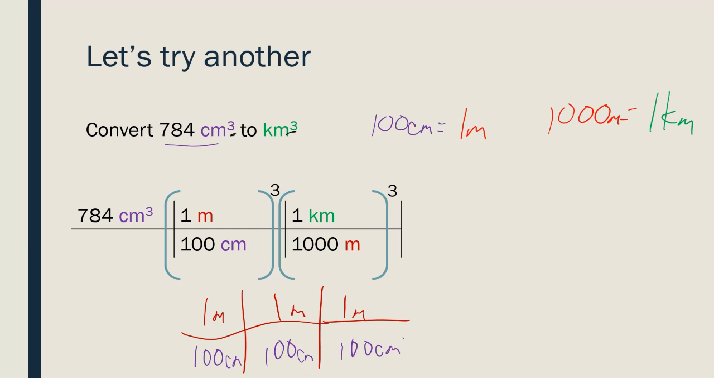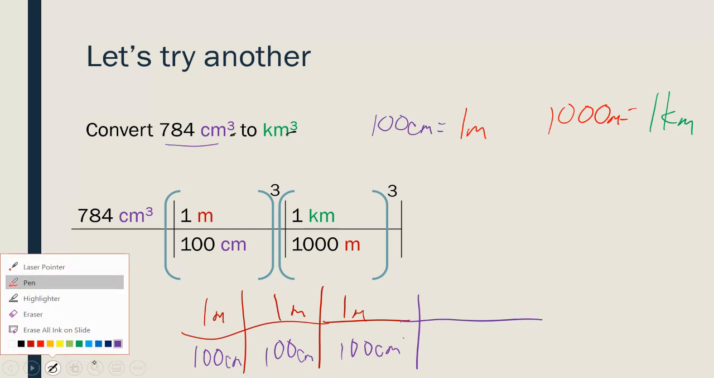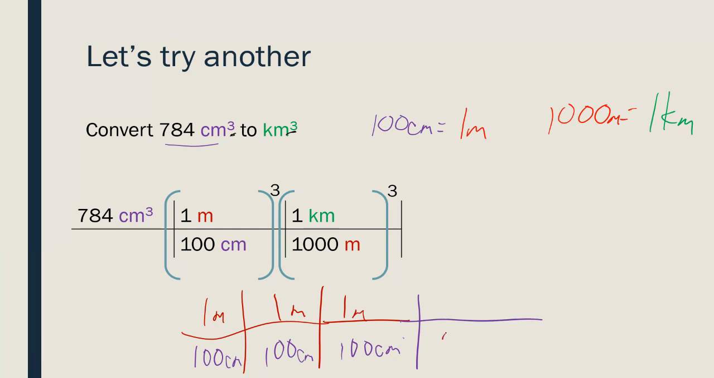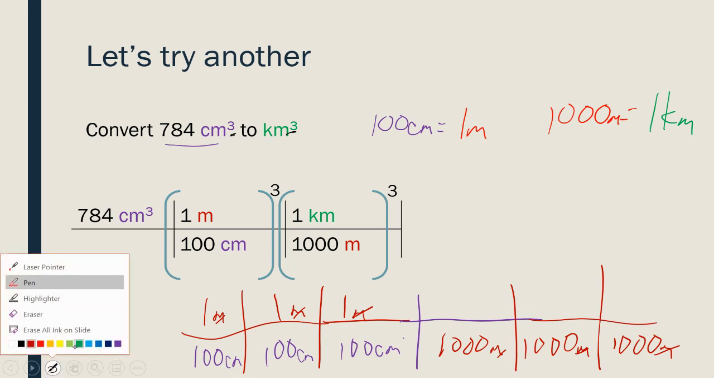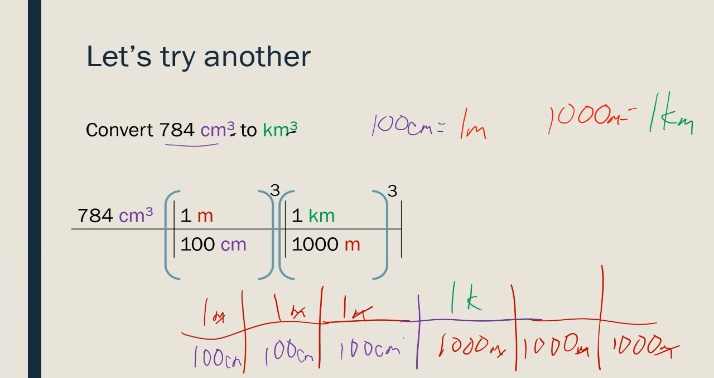Either way works. And then you do the same with 1 kilometer over 1,000 meters, right? So you can just do it again. That's the same as saying 1,000 meters, 1,000 meters, 1,000 meters. And each of those is going to take out one of these. And then on the top, you're going to have your 1 kilometer each time to get kilometers cubed.